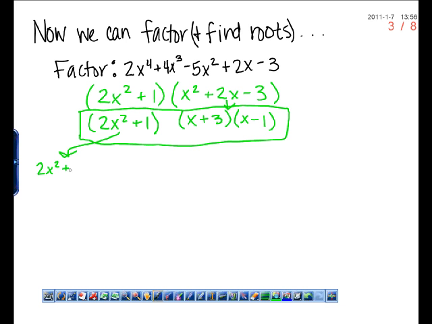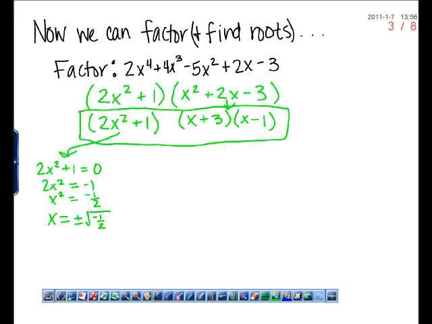2x squared plus 1 equals 0. Subtract 1 from both sides. 2x squared equals negative 1. X squared equals negative 1/2. What do I do to both sides there? Square root. When I square root, if I add in the square root on my own, what else do I have to add in? Plus or minus. Good. So this is x equals plus or minus the square root of negative 1/2.